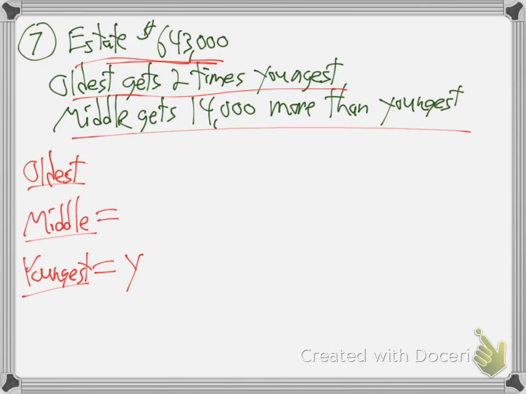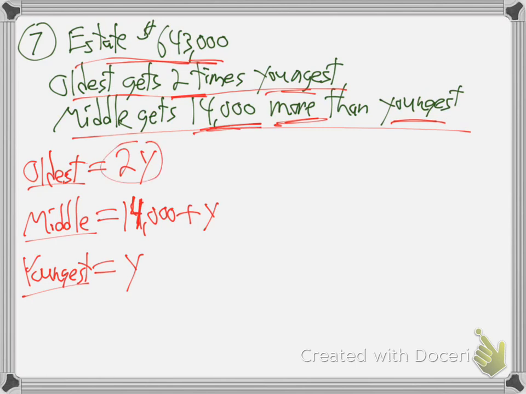And then I can write a formula for middle and oldest. It's not really an equation, it's a formula. So, middle. What's the middle? It's 14,000 more than youngest. If Y is youngest, middle is 14,000 plus Y. Or you can put the Y first. The order doesn't matter. You can go Y plus 14,000 or 14,000 plus Y. Either way, it's all good. Oldest, 2 times as much as youngest: 2 times Y, not 2 plus Y, but 2 times Y, right?